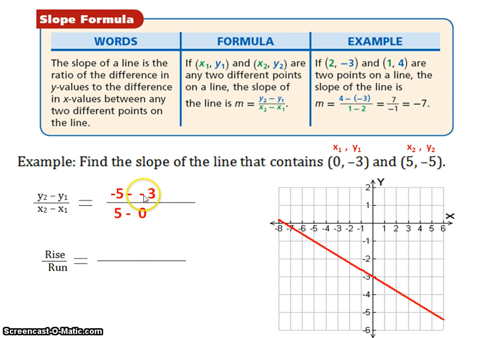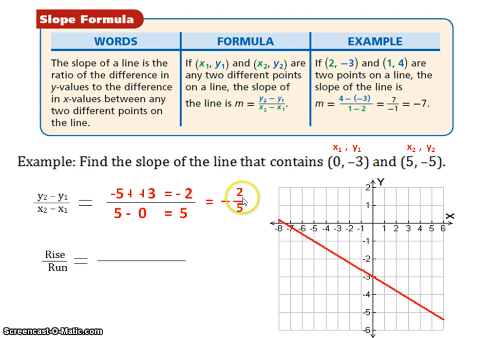Now I'm going to simplify the numerator, but remember I am subtracting a negative, and I can do my kung fu math. I can add a positive. So now I've got negative 5 plus a positive 3 is going to come out to be negative 2. 5 minus 0 is 5. I'm going to simplify this or write this as a fraction. I've got negative 2/5.